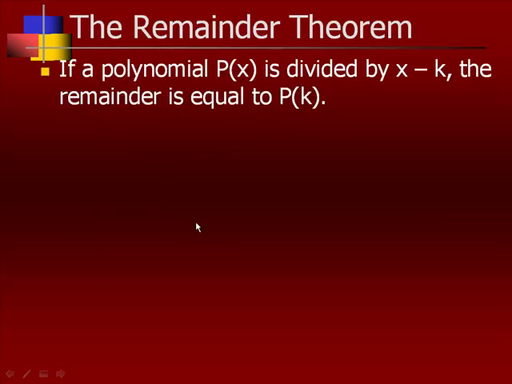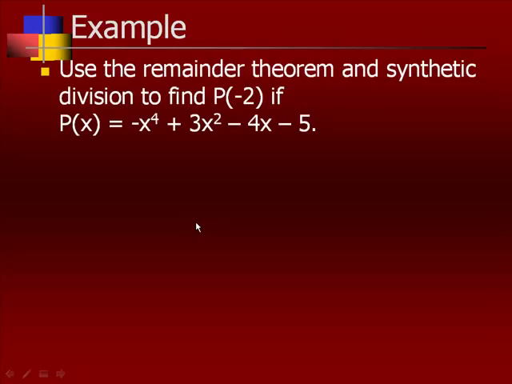Okay. Now, the remainder theorem. If a polynomial p of x is divided by x minus k, then the remainder is equal to p of k. So we are asked to use the remainder theorem and synthetic division to find p of negative 2. If p of x is negative x to the fourth plus 3x squared minus 4x minus 5.